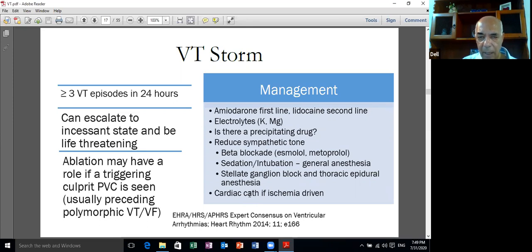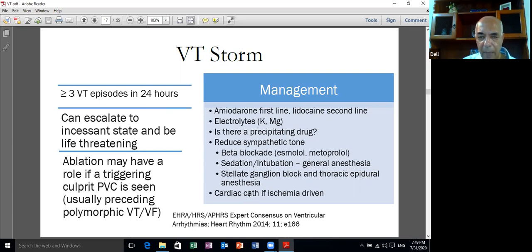You correct the electrolytes, you remove any precipitating drugs, and you reduce the sympathetic tone. Our 3 methods to reduce the sympathetic tone are beta blocker infusion, sedation and intubation with general anesthesia, and then, in the field of neurocardiology, stellate ganglion blockade or thoracic epidural anesthesia, which is done by the anesthesiologist.